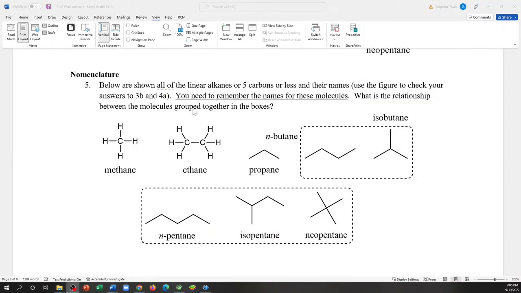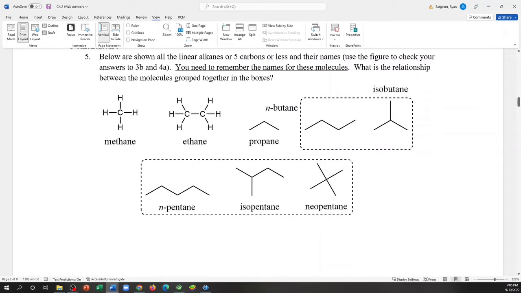Here I have all the linear alkanes of 5 carbons or less and their names. So here's methane, ethane, propane, and then the 2 different constitutional isomers of butane. I have the regular butane or n-butane and then isobutane, and then the 3 constitutional isomers of pentane. And that n on n-pentane and n-butane is completely optional. Generally I opt not to show it, so I don't care what you do.